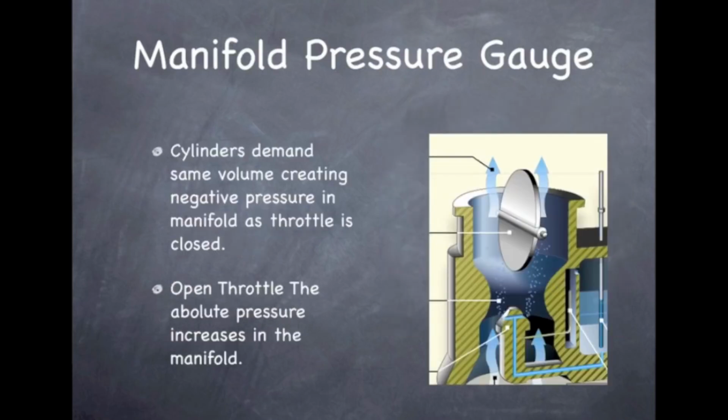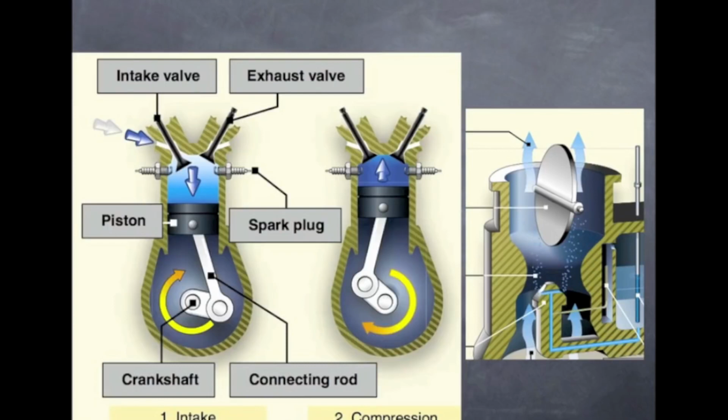So cylinders demand the same volume, creating a negative pressure in the manifold as the throttle is closed, and as the throttle is opened, the absolute pressure increases in the manifold, therefore increasing the manifold pressure as we open the throttle. Let's take a look at this. Here are the cylinders, the intake and also the throttle. So think of both, the cylinder and the throttle, and the volumes of air that pass through each. The manifold pressure is again measured on the intake manifold here.